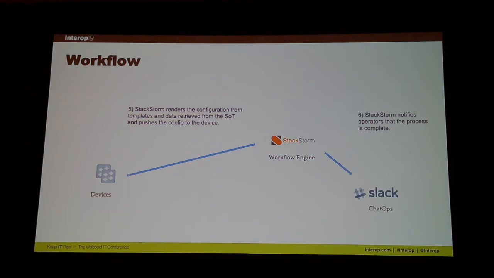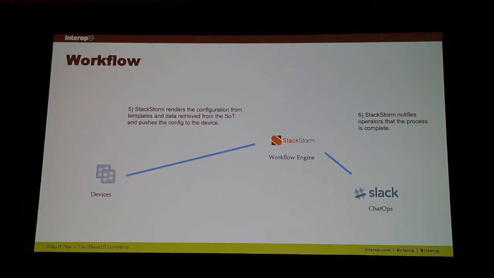StackStorm is then going to pull in our configuration templates. Those could be in Git, or they could just be directly in the box, what have you. And we're going to take those configuration templates and the data that we pull from our source of truth, and we're going to render our device config. So if you're using Ansible to do this sort of configuration management today, StackStorm can integrate directly with that. It can execute those playbooks directly.